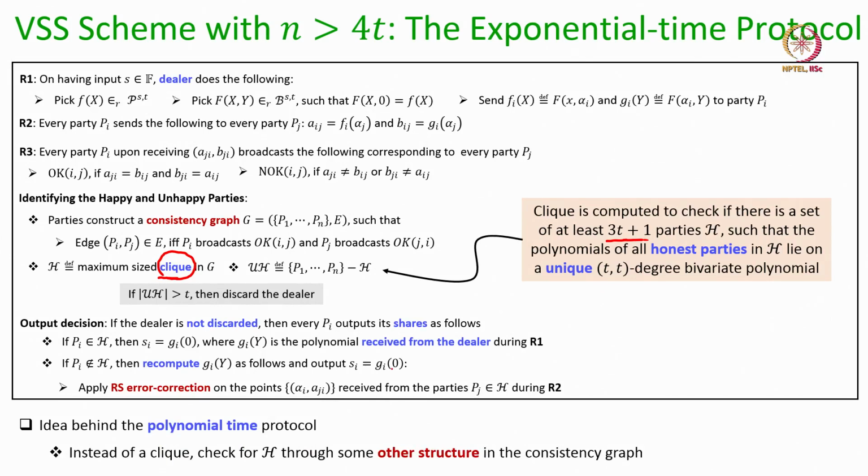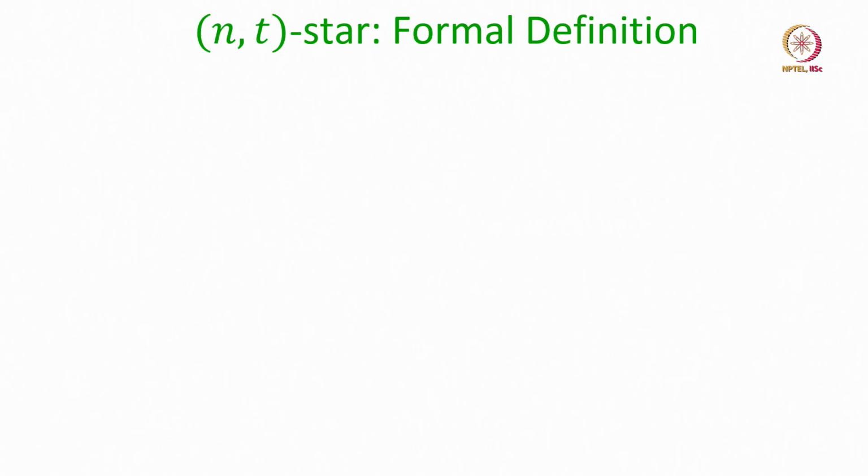So, even though we have a nice protocol, its running time is exponential. We would like to make the running time of the protocol polynomial time, and we can do that. The idea behind this polynomial time protocol will be to define the set of happy parties based on some other structure in the consistency graph rather than the maximum size clique. And the alternate structure in the consistency graph will be the NT star, which we had used earlier in some other context.